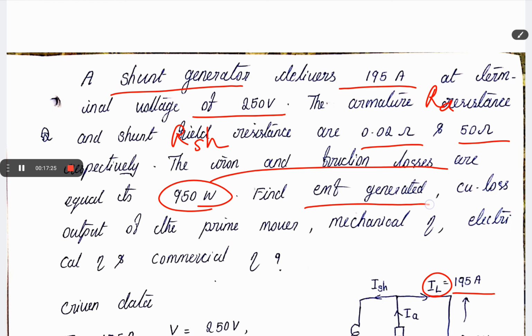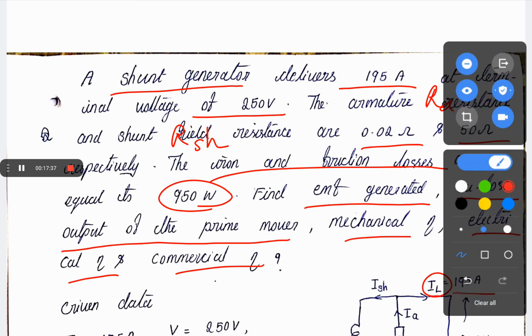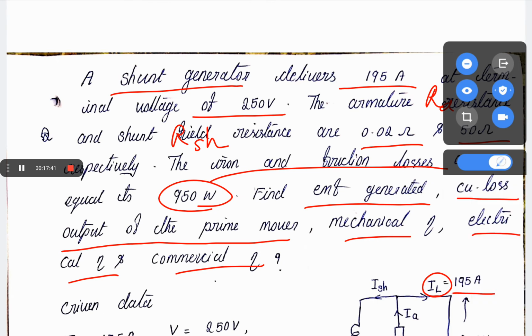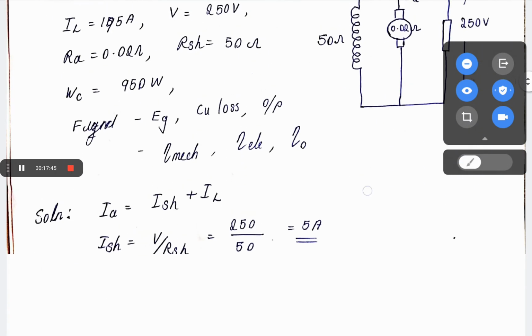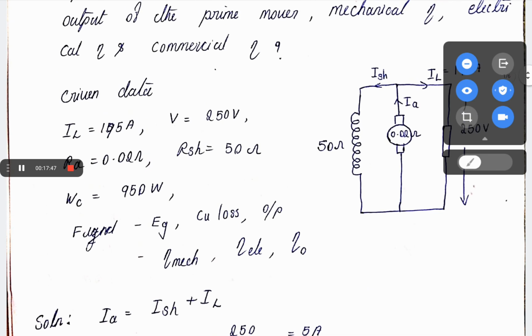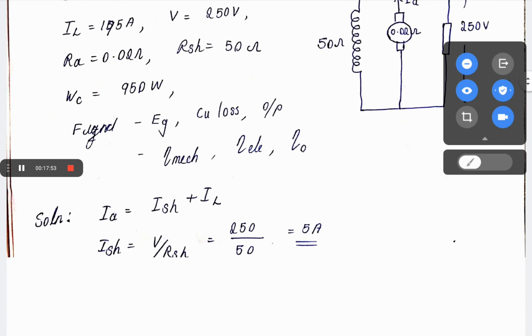First you have to find out EG and copper loss, the output of the prime mover, and mechanical efficiency, electrical efficiency and commercial efficiency. So you have to find out EG, copper loss, output and each efficiency. First you draw this diagram, and then all the given data should be written.